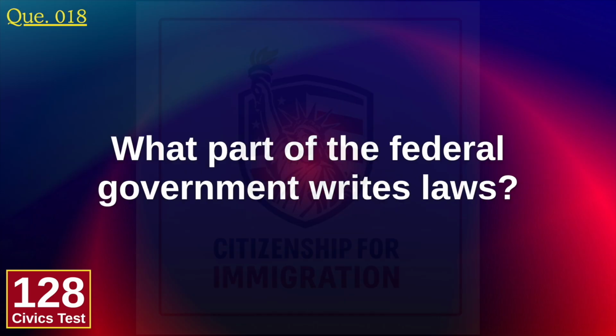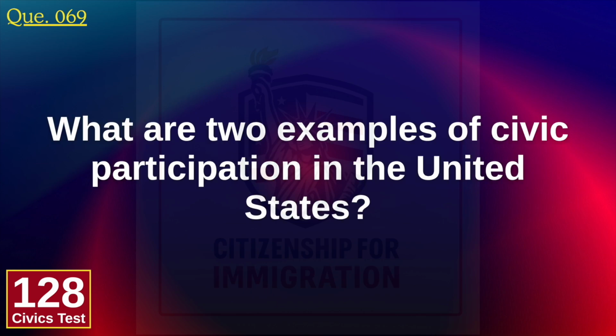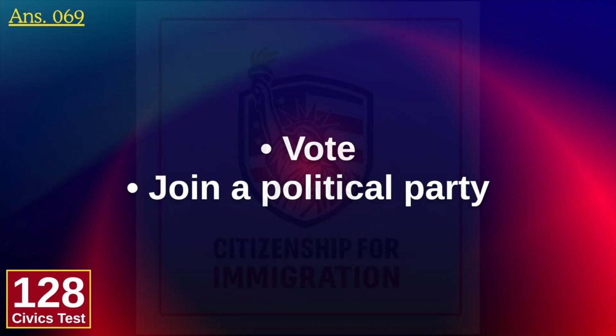What part of the federal government writes laws? U.S. Congress. What are two examples of civic participation in the United States? Vote. Join a political party.